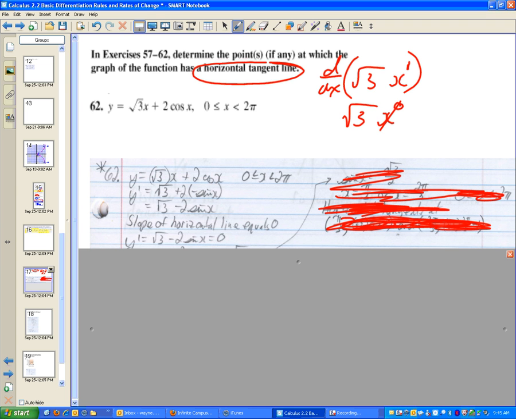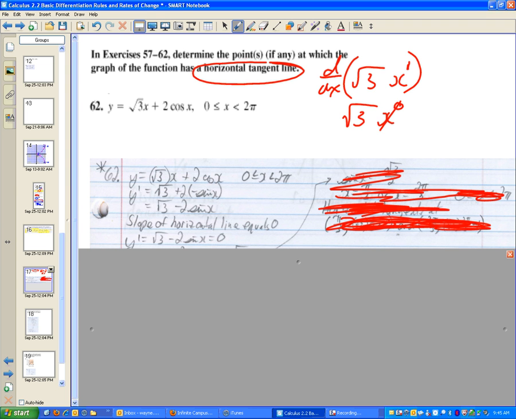So we're not doing the same thing we usually do. We're not finding the derivative and then plugging in an x and seeing what the slope equals at that point. It's the opposite. We found the derivative. We know that the slope equals 0, and we're going to solve for x and see where this occurs. Make sense?